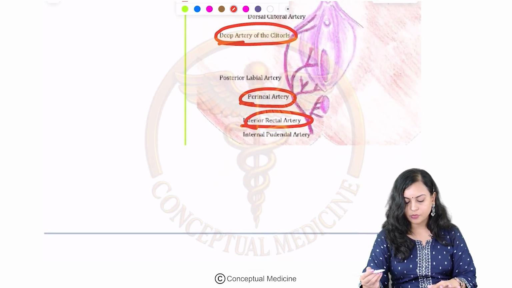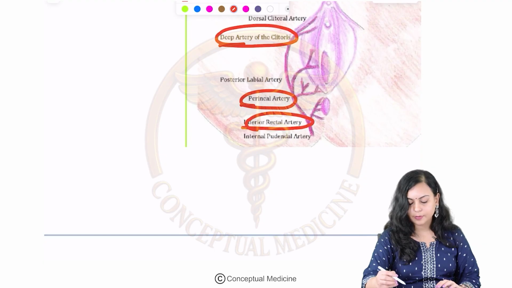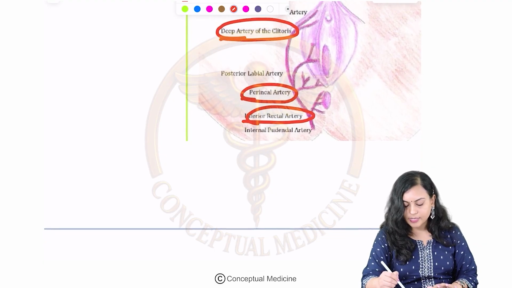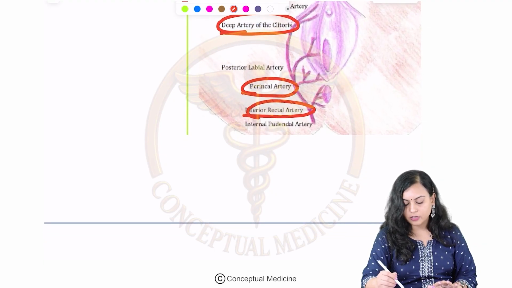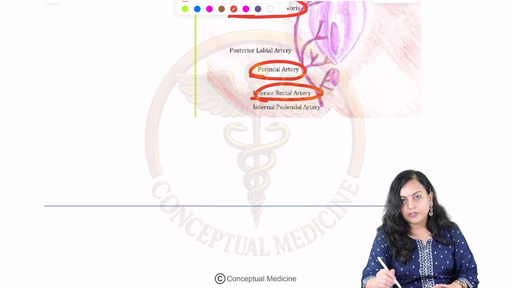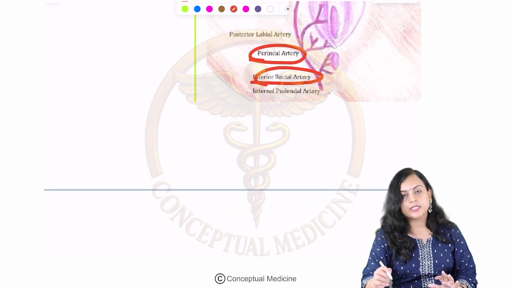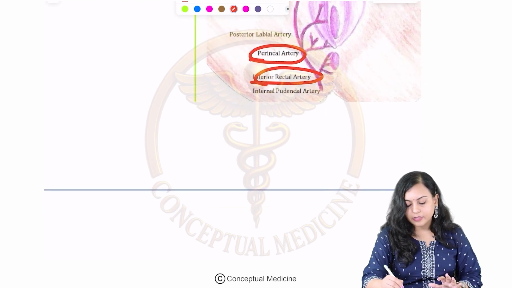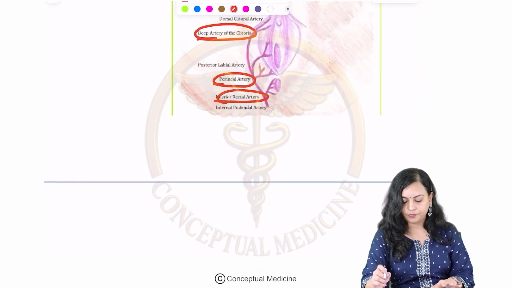Okay. So, the deep nerve of the clitoris supplies the clitoris, whereas the perineal artery and the nerve will supply this area over the perineal region, including the labia and the perineal skin. Inferior rectal artery and the inferior rectal nerve will supply the area here in the perineal skin, the external anal sphincter and the anal mucosa.